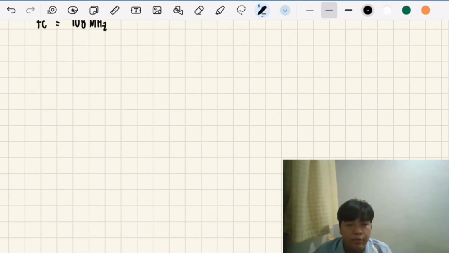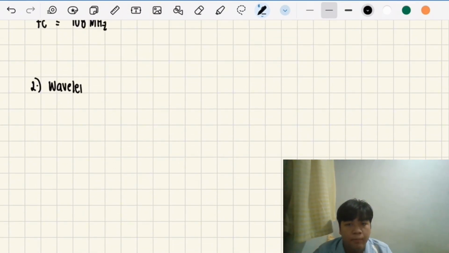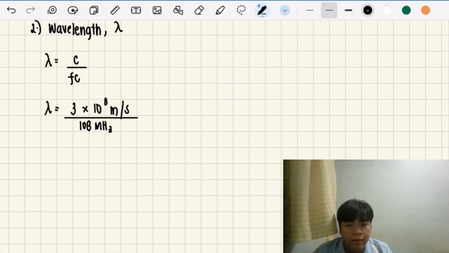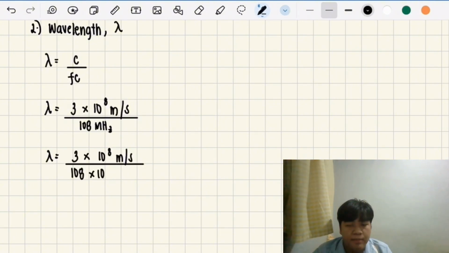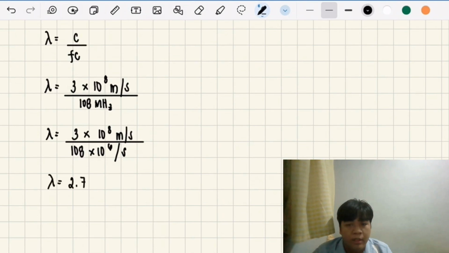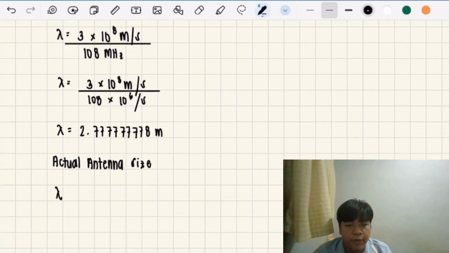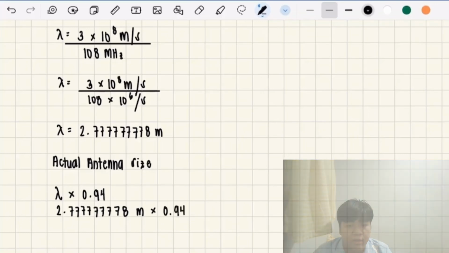Next thing we need to calculate is the wavelength. To compute for the wavelength, we'll use the formula wavelength is equal to c over Fc, c being the speed of light, Fc being the value we calculated earlier. Substituting, we'll get 3 times 10 raised to 8 meters per second over 108 times 10 raised to 6 hertz. And that will equal 2.7777777778 meters. Now the answer will be multiplied by 0.94, accounting for the minus 6% adjustment for the theoretical value.